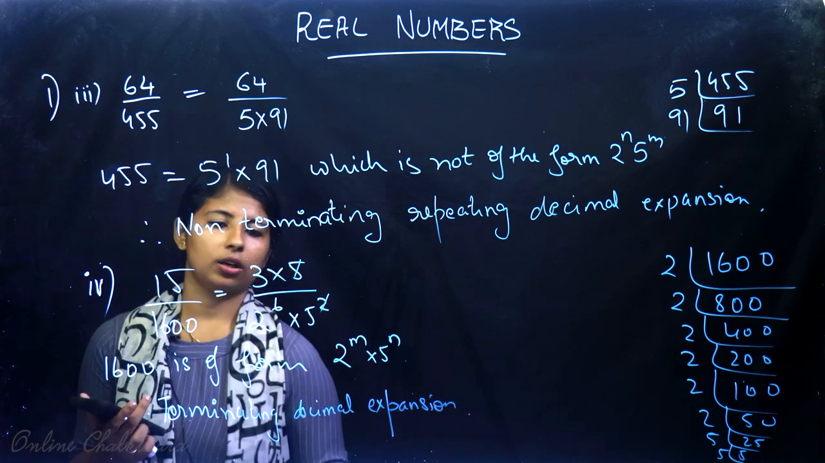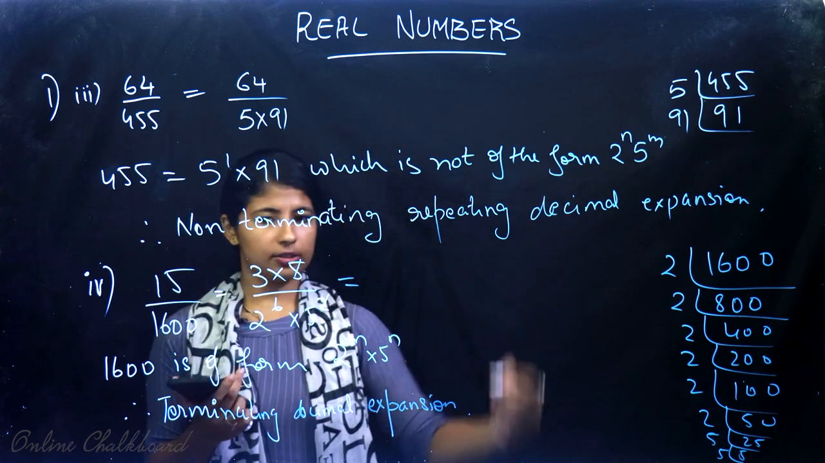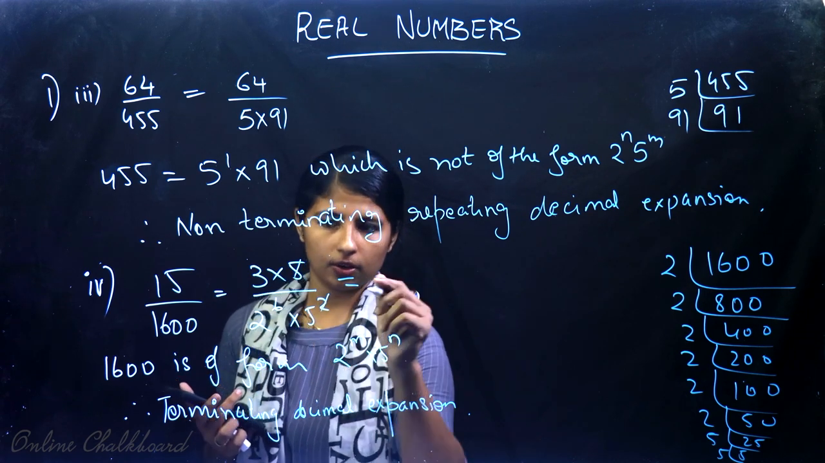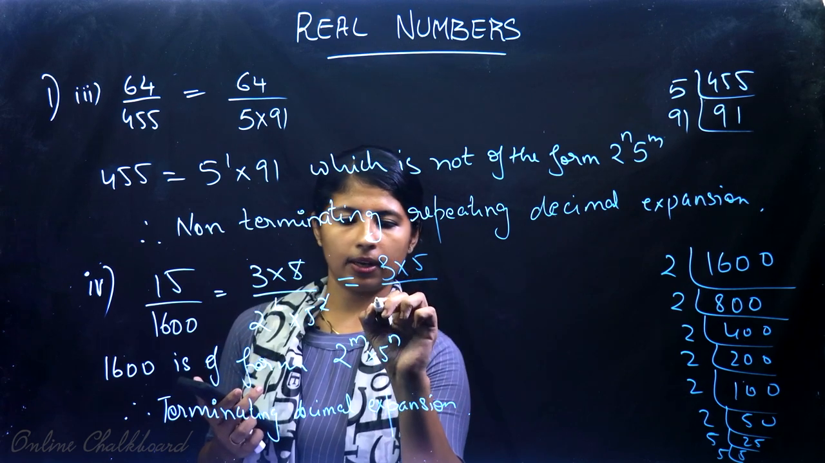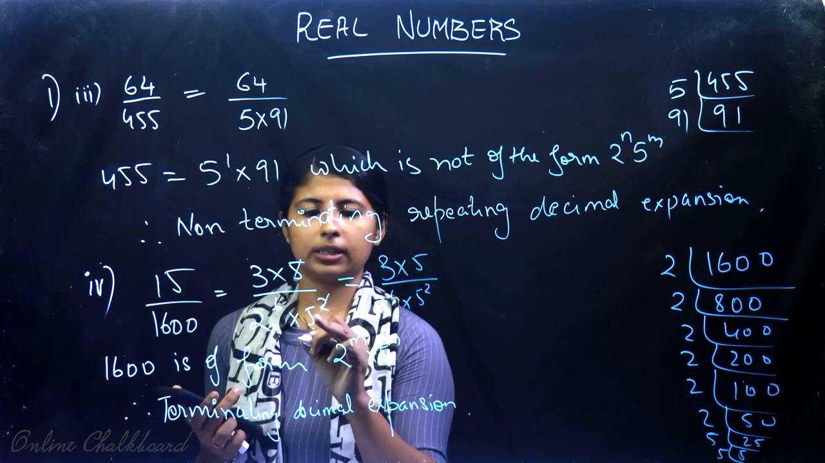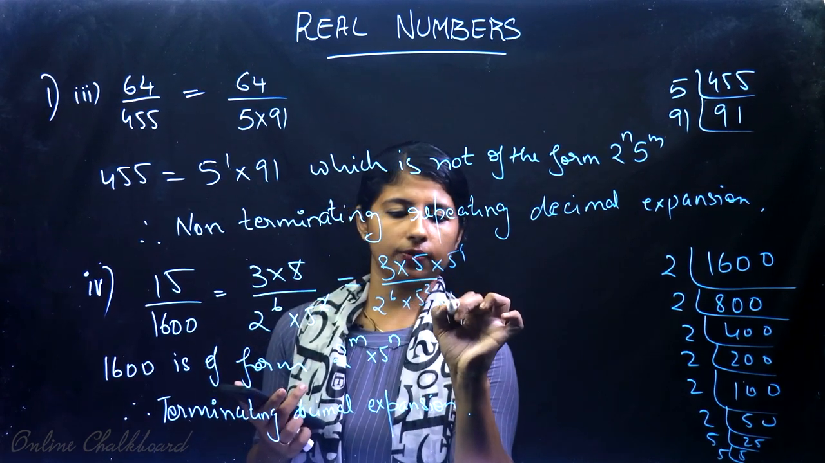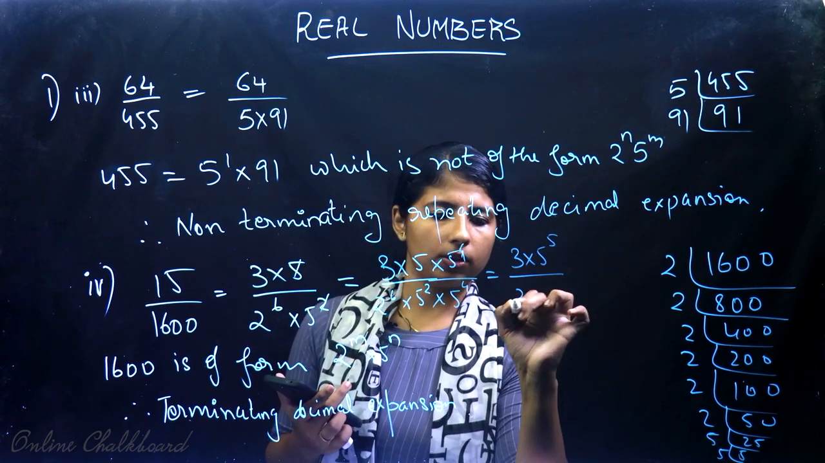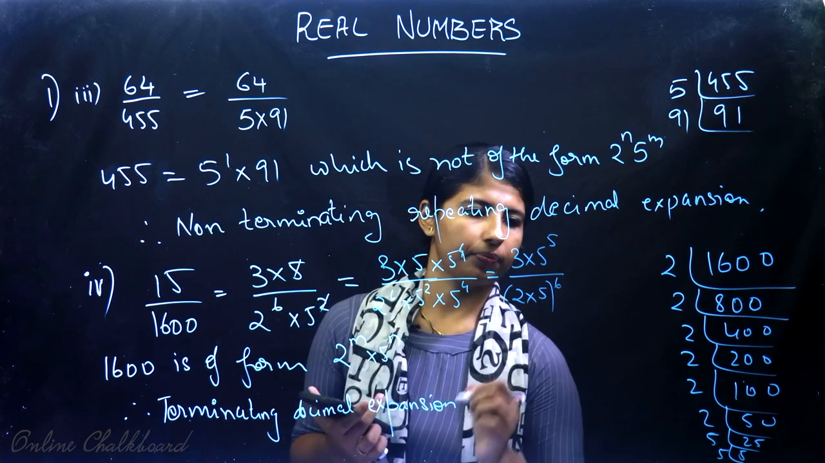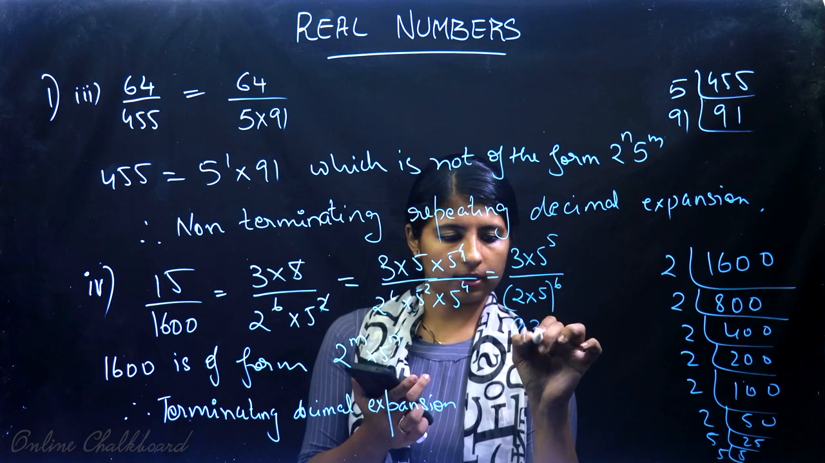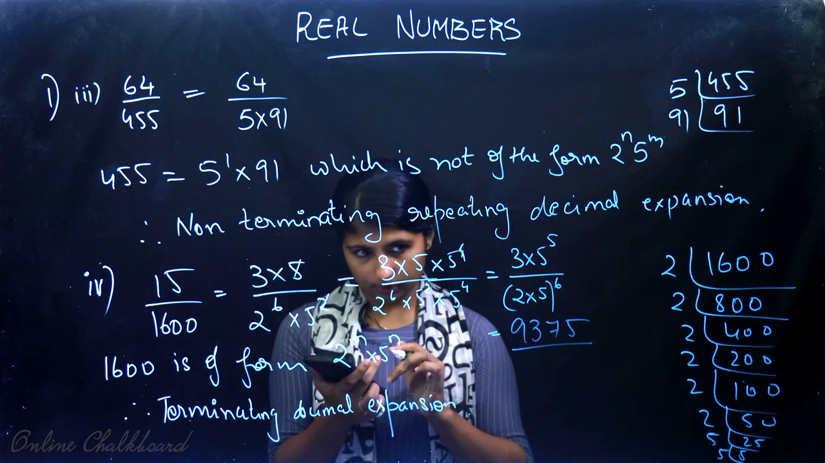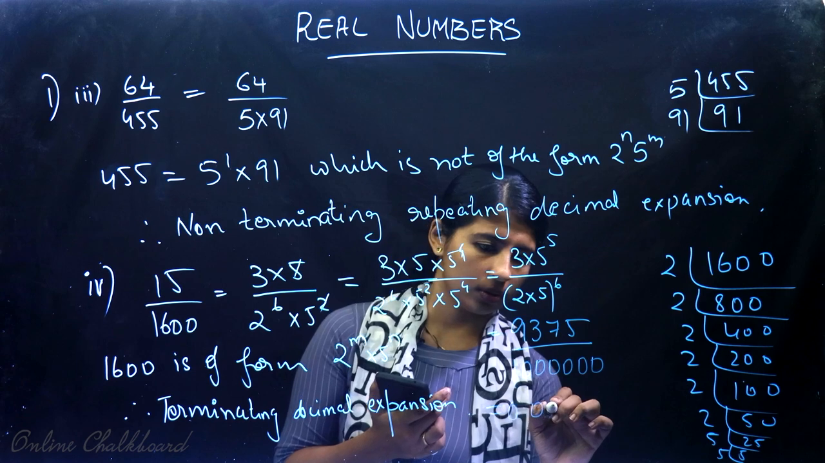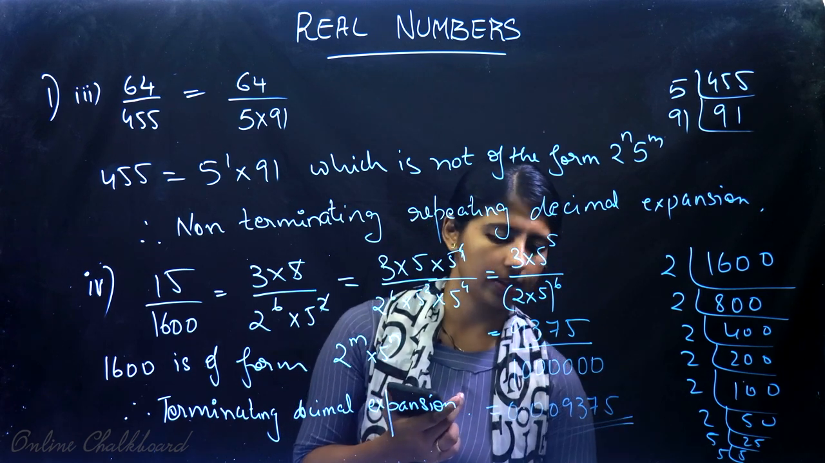We can calculate the decimal expansion either by the long division method, or by multiplying numerator and denominator with a suitable power. We have to make the same power for 5. So 3 into 5 divided by 2 raised to 6 into 5 square, where 5 square is already available. So multiply it with 5 raised to 4 in numerator and denominator. So that is 3 into 5 raised to 5 divided by 2 into 5 the whole raised to 6. So we will get 9375 divided by 10 raised to 6, that is equal to 0.009375.